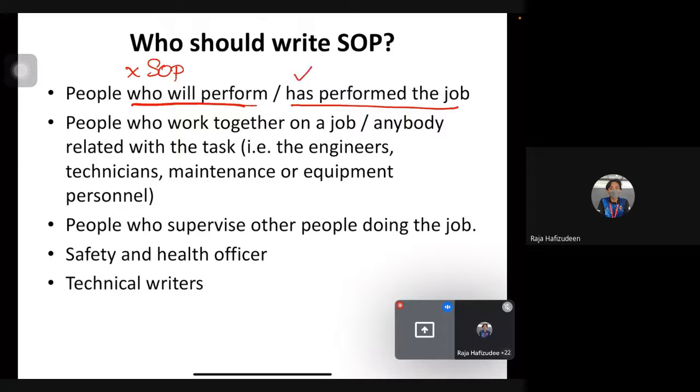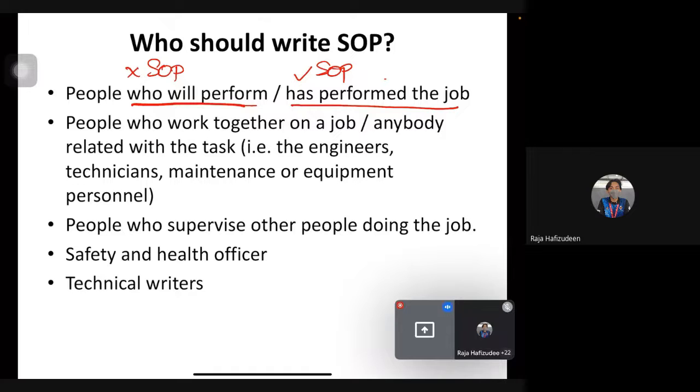Okay, the SOP is already there. So you're going to use the SOP, the same SOP being used by the person before you, and he or she has performed the job using the SOP. So you're going to use the same thing. Maybe once you have performed the job using the SOP, you found out that you can do some amendment or correction or improvisation, then you're going to write the new SOP.